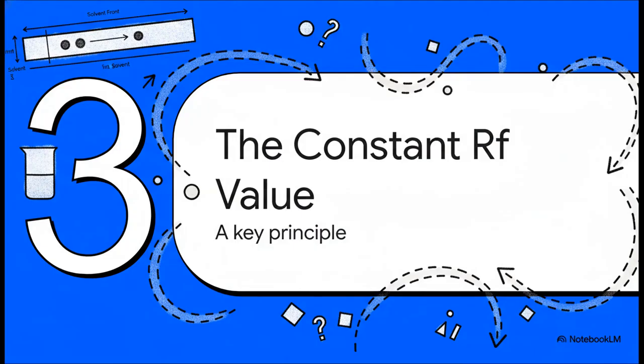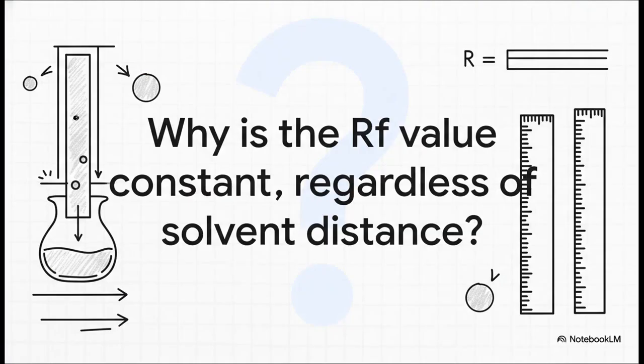We are not quite done with the RF value. The next question really digs into our deeper conceptual understanding of what this number actually represents. It's a real test of whether we've grasped the core principles. Now, this is a great question. If you let the experiment run for longer and the solvent travels, say, twice as far, the RF value stays exactly the same. It kind of feels like it should change, but it doesn't.